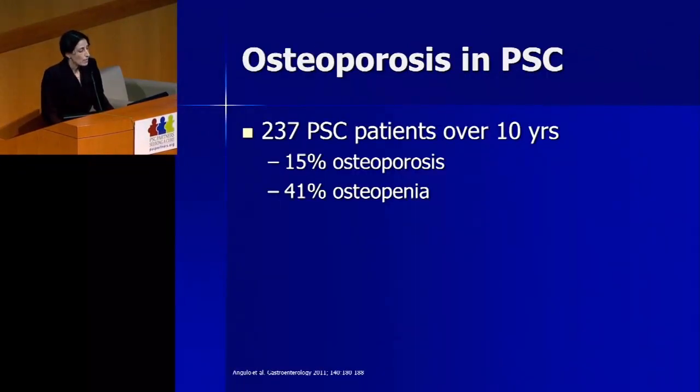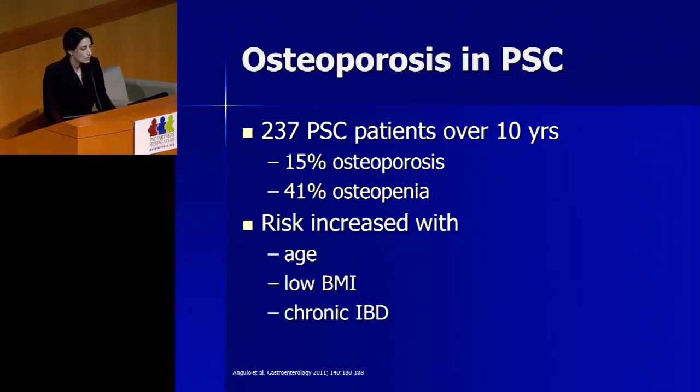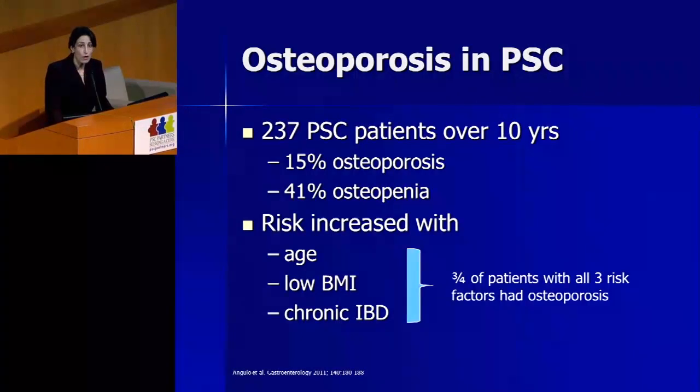So we do know that there is an increased prevalence of osteoporosis in specifically PSC patients. In 237 patients followed over 10 years, 15% had osteoporosis, 41% had osteopenia, which, as I said, is kind of osteoporosis light. And the risk increased with age, low body mass index, meaning low weight, and concomitant chronic inflammatory bowel disease, such that patients who have all three, three-quarters of these patients had osteoporosis. So if you have low body weight, higher age, and concurrent Crohn's disease or ulcerative colitis, there is a higher risk of osteoporosis.